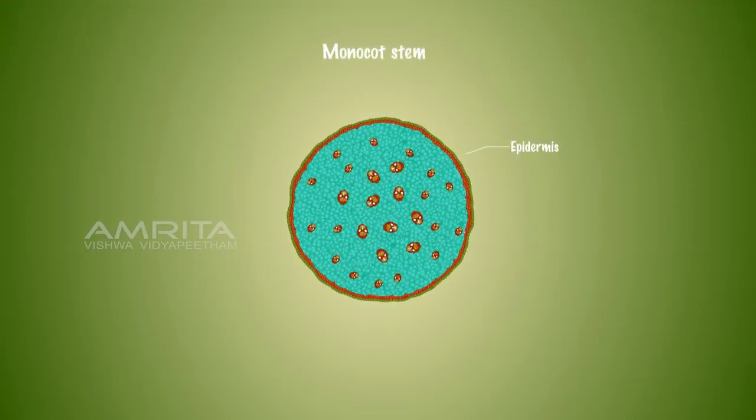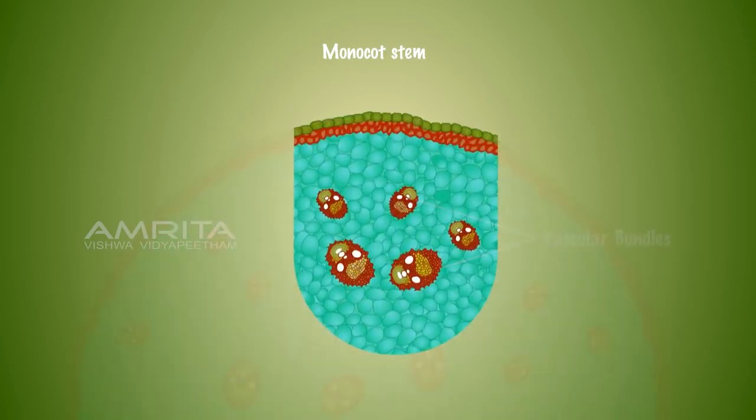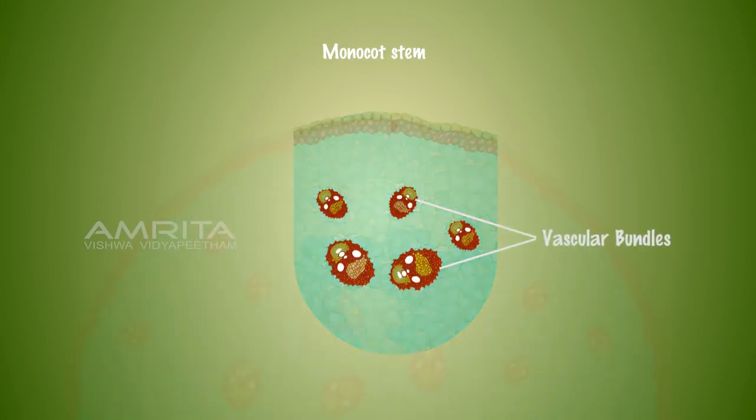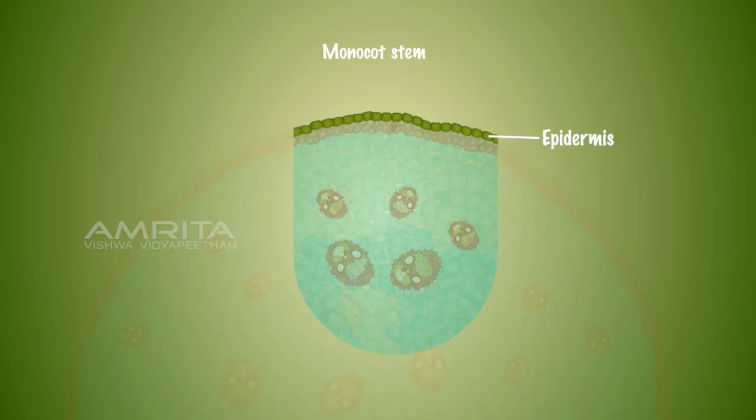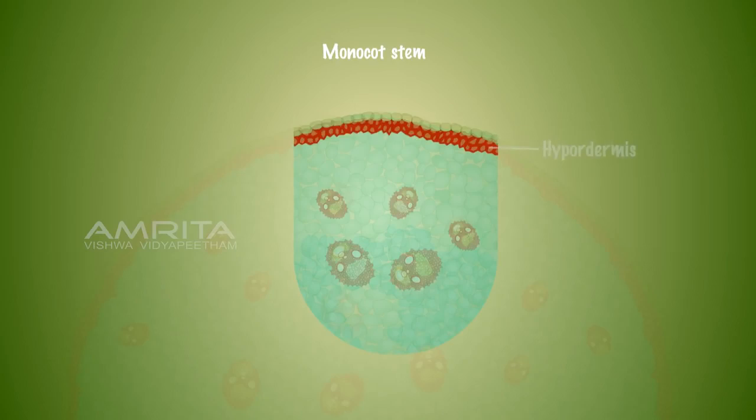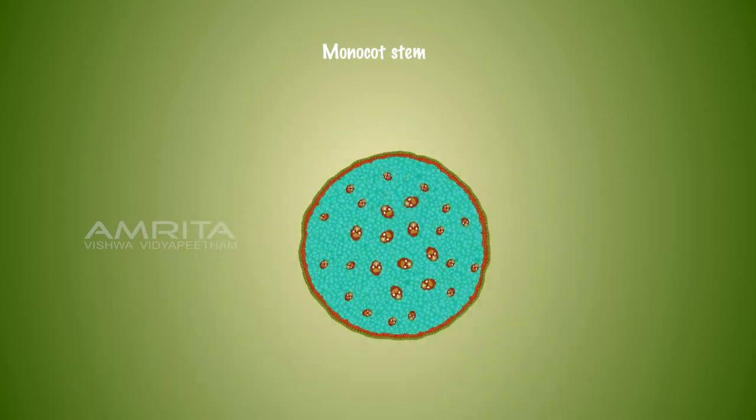Monocot stem. The internal structure of monocot stems reveals some differences with respect to that of dicot stem. The most significant feature of monocot stem is the occurrence of scattered vascular bundles and differentiated ground tissue. Epidermis is the outermost covering of the stem, made up of barrel-shaped parenchyma cells. Hypodermis lies beneath the epidermis and is made up of sclerenchymatous cells.